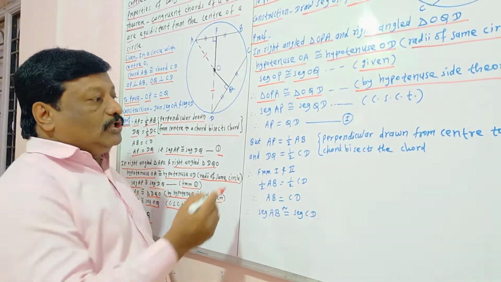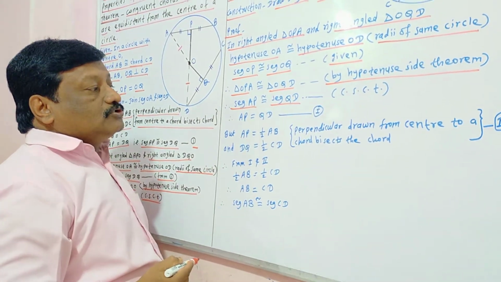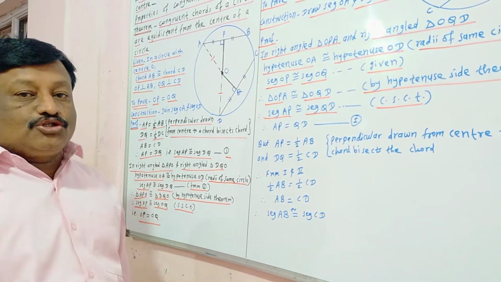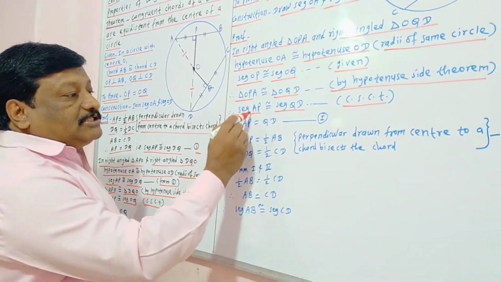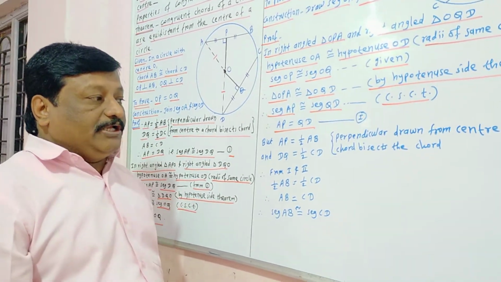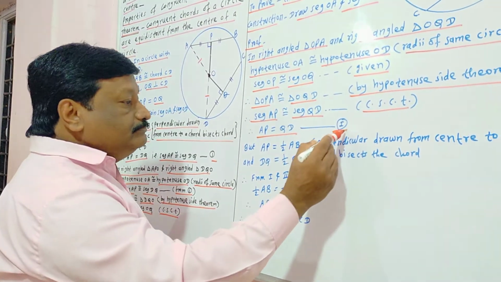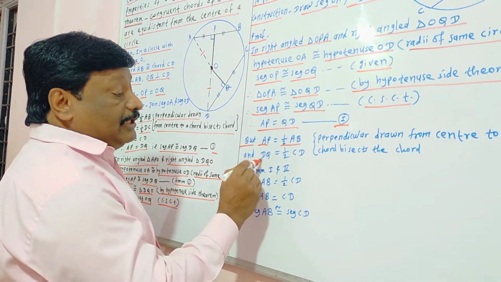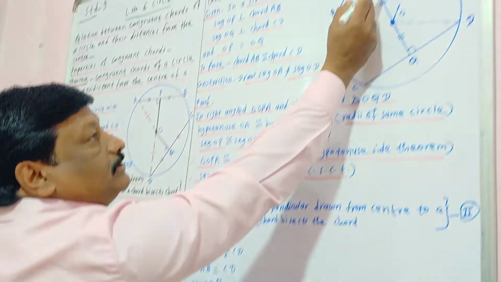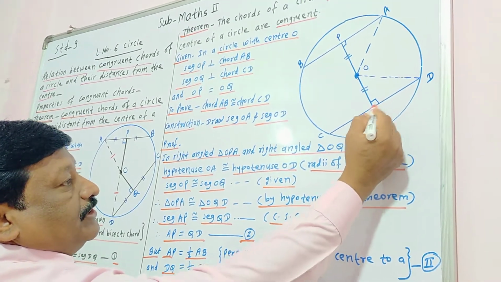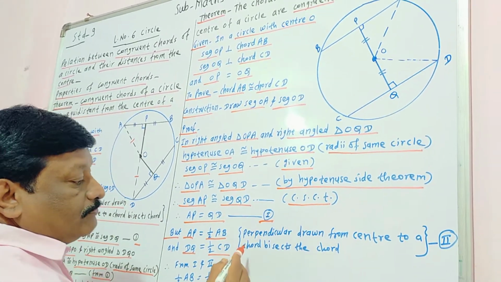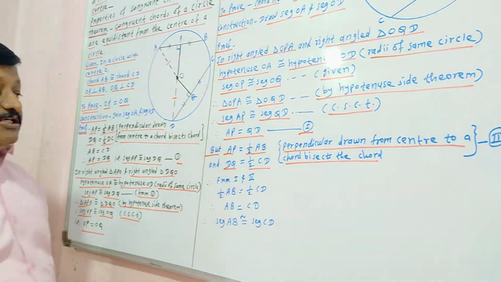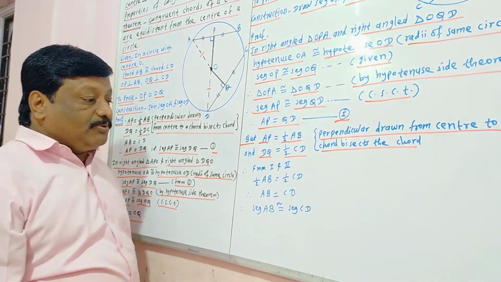And if the triangles are congruent, then corresponding sides are congruent. So side AP is congruent to QD because of CSCT, corresponding sides of congruent triangles. Segments are congruent means their lengths are equal. Therefore, AP equal to QD. Give it number 1. But AP is half of AB and DQ is half of CD. What is the reason? Perpendicular drawn from the center to a chord bisects the chord. That's why AP is half of AB and DQ is half of CD.